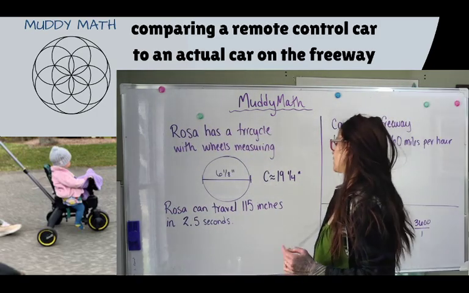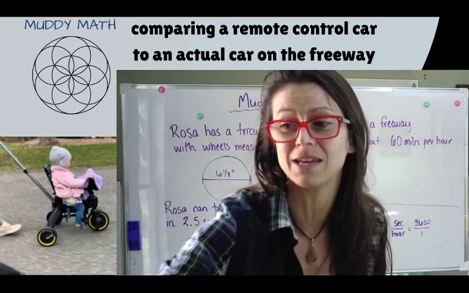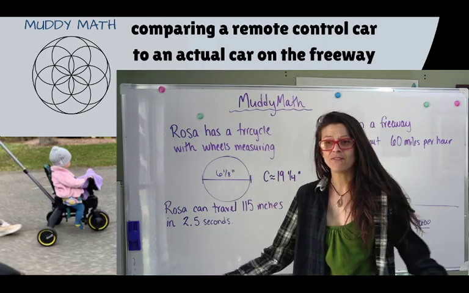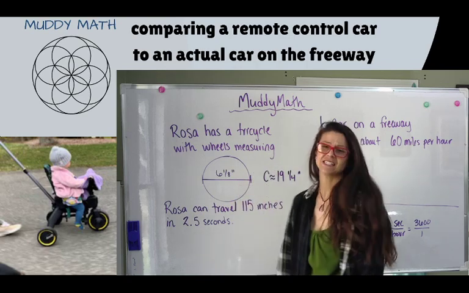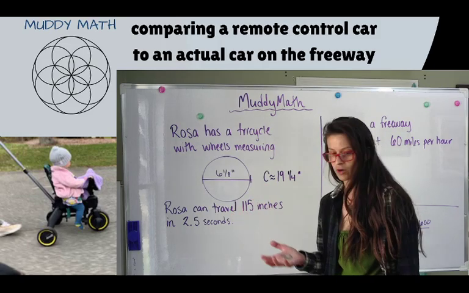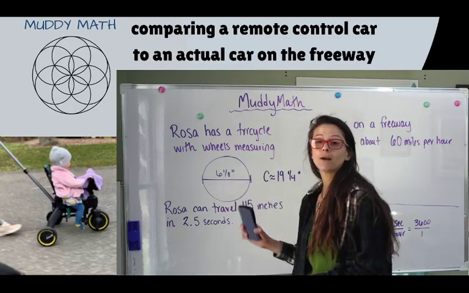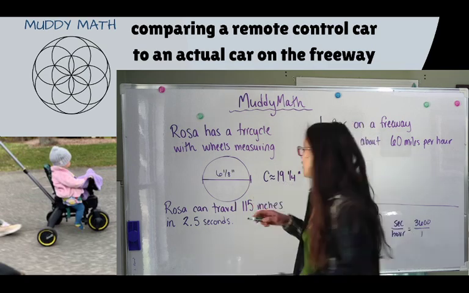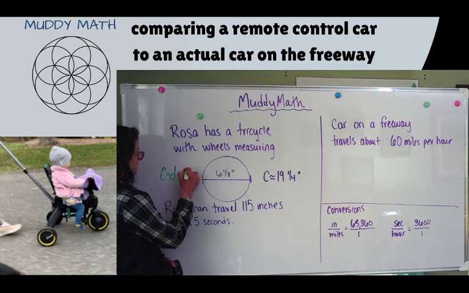What we want to do is compare the speed of Rosa on her tricycle to the speed of a car on a freeway. So we need to say, what information are we given? We're given that the diameter of her tricycle wheels are about 6 1/8 of an inch, which gives us a circumference of about 19 1/4. And all I do for that is I multiply the diameter by pi, right? Our favorite ratio. Okay, circumference equals diameter times pi.